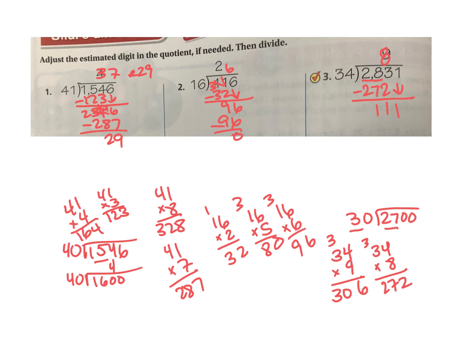So 34 times 3. 3 times 4 is 12. 3 times 3 is 9, plus 1 is 10. That's going to fit, and I can't add another 34 to that and stay under 111. So I'm using the 3 for 102. And I will have a remainder of 8. 83, remainder 8.